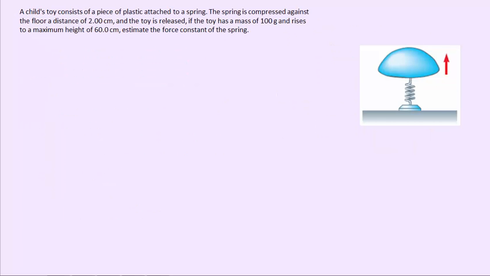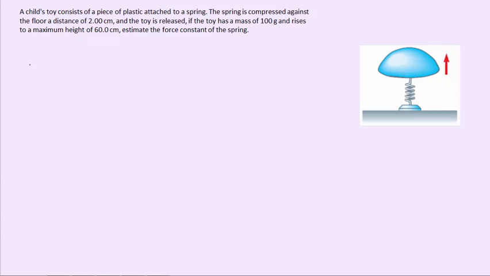So we're given an example that states that a child's toy consists of a piece of plastic attached to a spring. The spring is compressed against the floor a distance of 2 centimeters, and the toy is released. If the toy has a mass of 100 grams and rises to a maximum height of 60 centimeters, estimate the force constant of the spring.